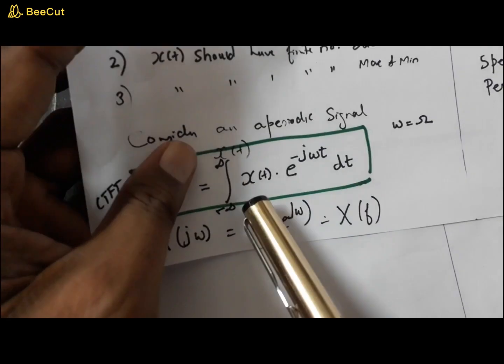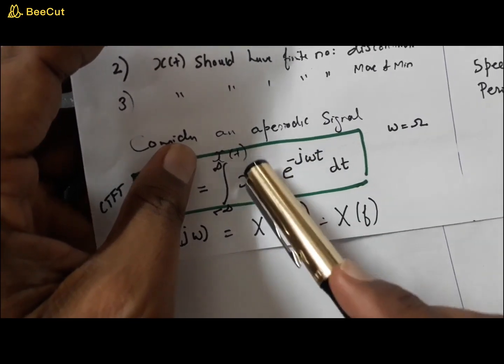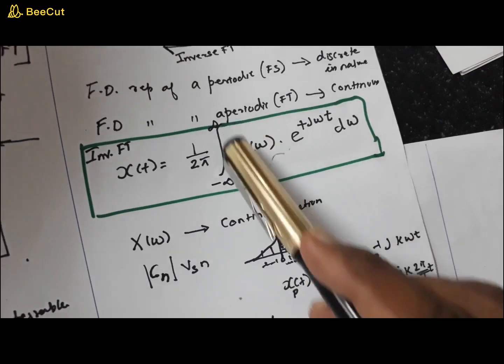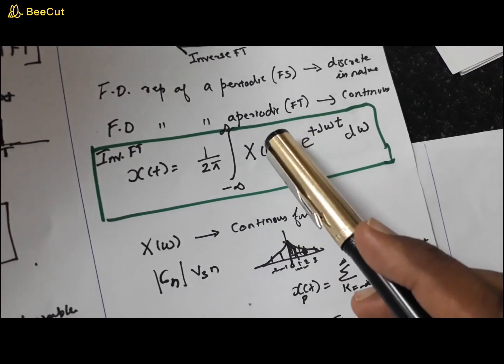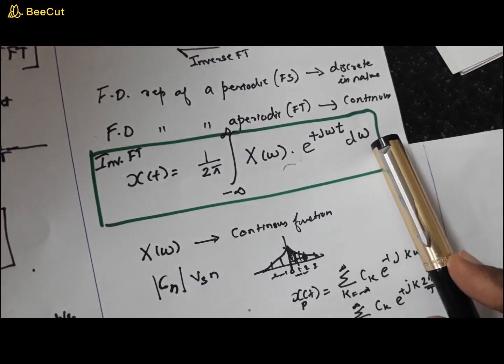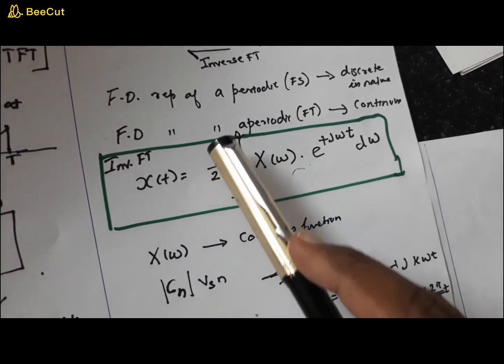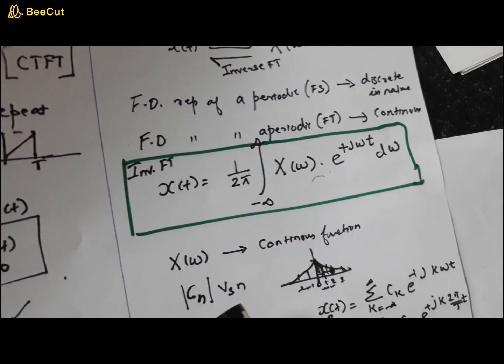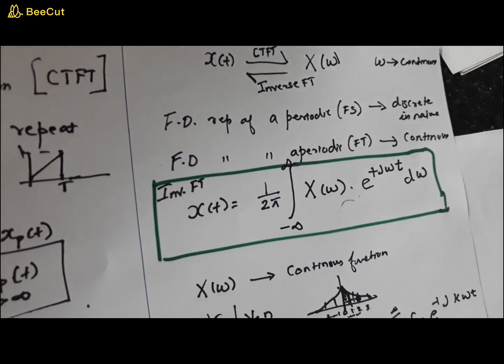Earlier you were integrating with respect to time, since it is a function of time. Here you are integrating a frequency domain, omega dependent function, hence the integration has to be with respect to omega, and the other difference is it has to be divided by 2 pi. So this is the inverse Fourier transform.